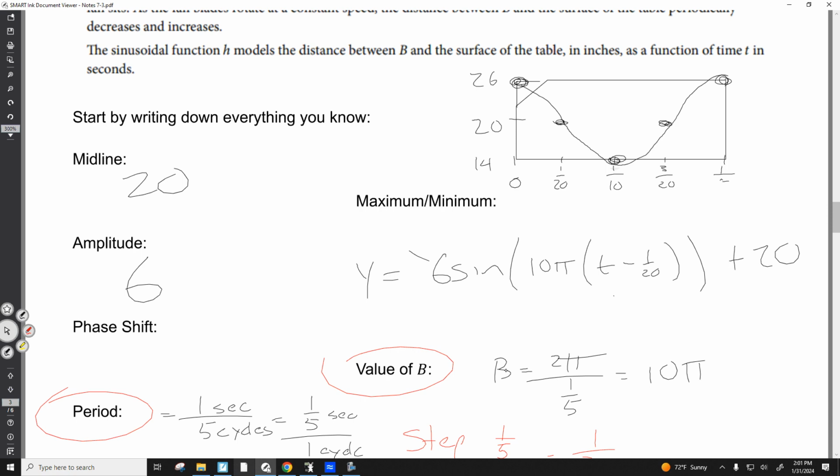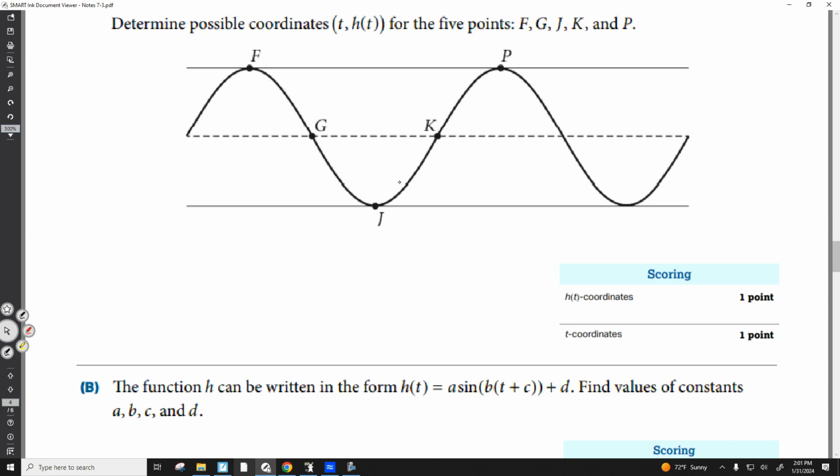0, a 20th, a 10th, 3/20th, 1/5. It's the same thing. You know the points. This is 0.26. This is 1/20th, 20. This is 1/10th, 14. This is 3/20th, 20. This is 1/5, 26. Like, you know that. That's not crazy.